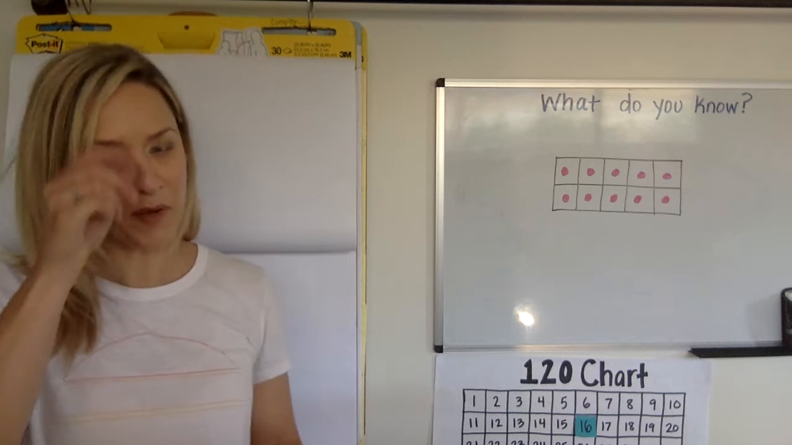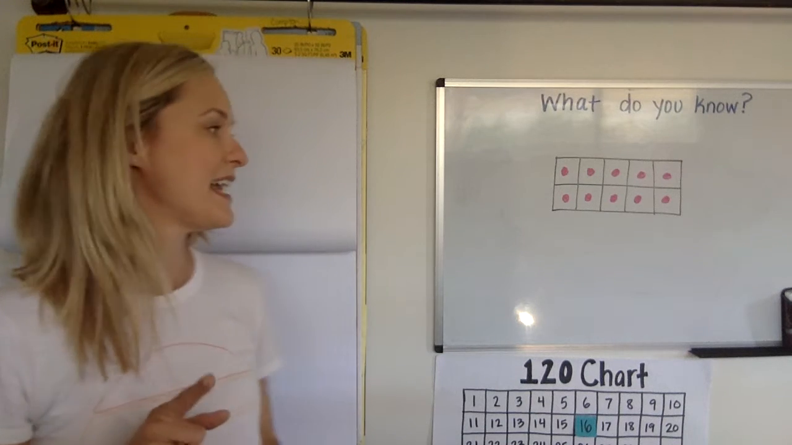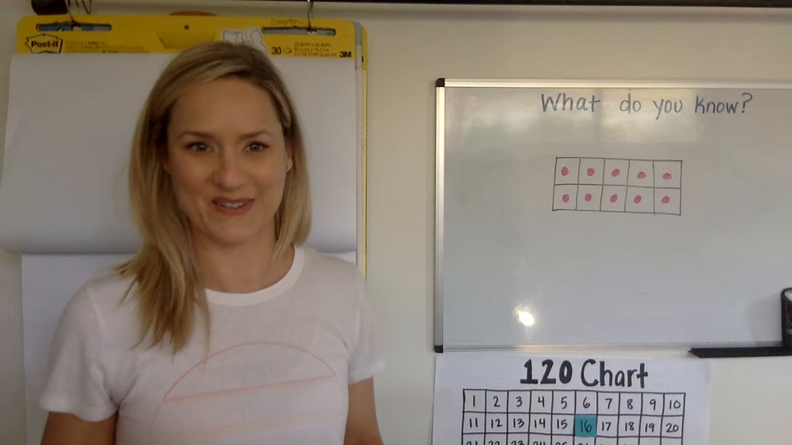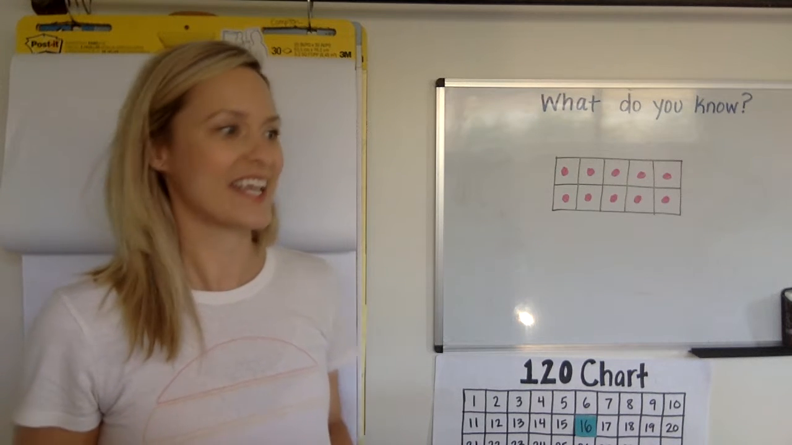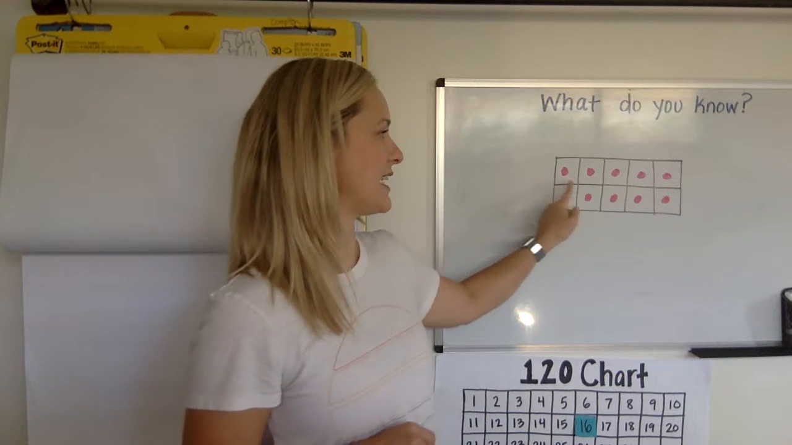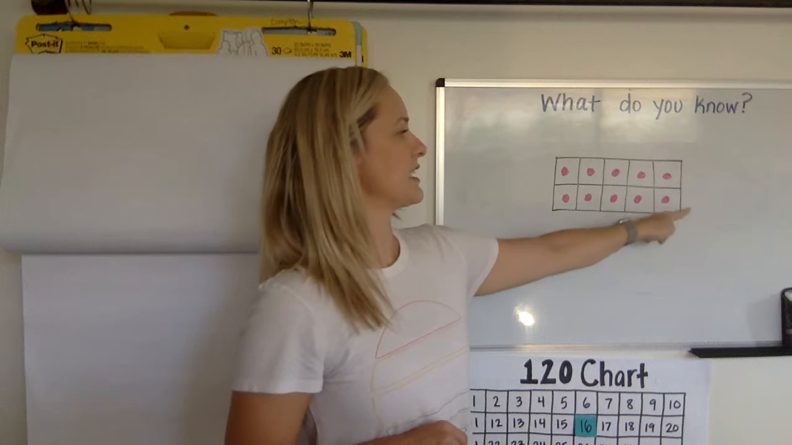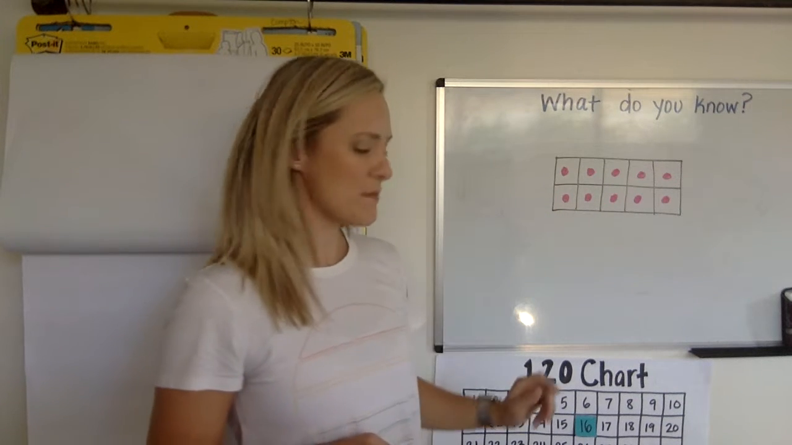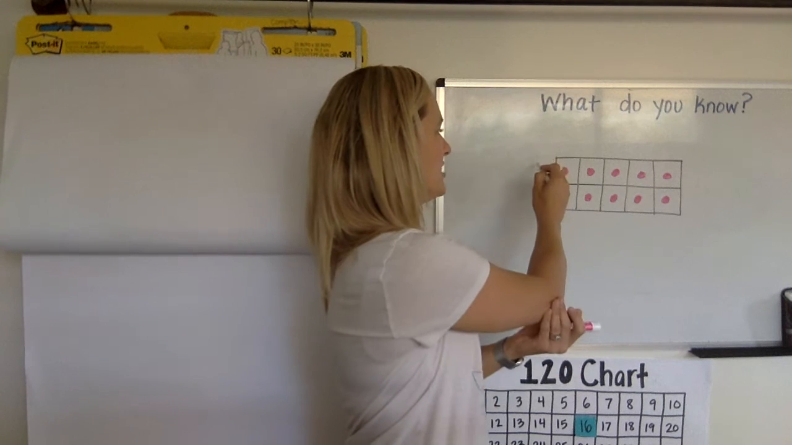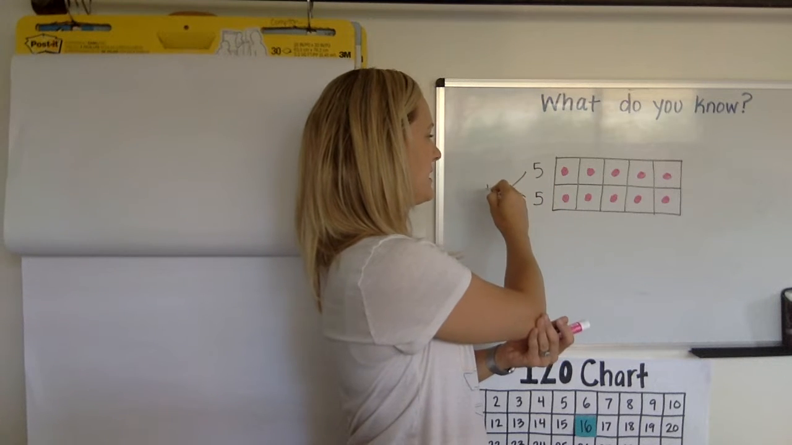I bet some of you said it's a 10 frame. You're right, it is a 10 frame. And I bet some of you said it's all the way filled in. And you're right, it is all the way filled in. I also have another guess that some of you may have said there are two rows. There's one row and there's two rows. And I bet some of you even thought, I know each row has 5 dots and together they make 10.